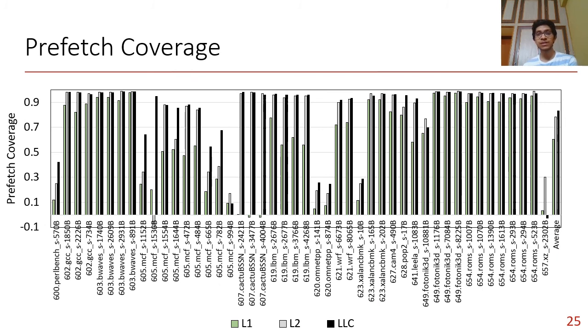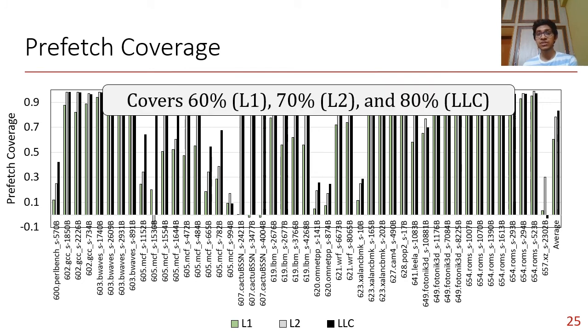The benchmarks where IPCP gives low performance improvement are the ones which report low coverage. This is due to a lot of irregular accesses made in these benchmarks, which cannot be captured by the component prefetchers in IPCP. The coverage is 60% at the L1, 70% at the L2, and 80% at the LLC.